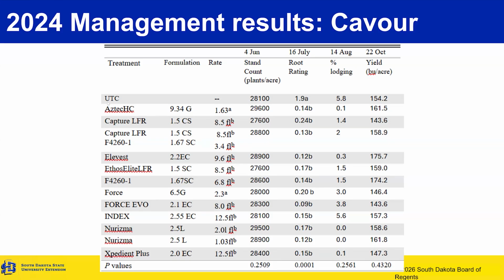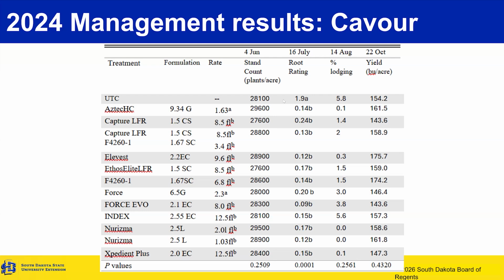The UTC here represents the untreated control. And then what we'll see here as we go down, we'll just look at all the different treatments. Some of these are still coded. Those are industry experimental products, so we don't have the names of those. But some of these are currently labeled, and so we can look at those. And what we'll look at is the stand counts, which typically we don't see a lot of variation. There'll be a little bit, but not anything that stands out. Root ratings, percent lodging, and then yield. Those are the main factors we want to look at, and we compare everything to the untreated control.